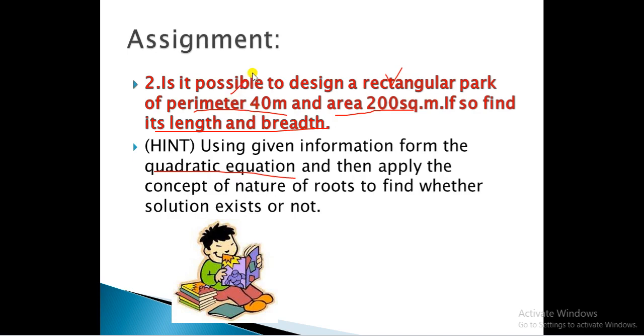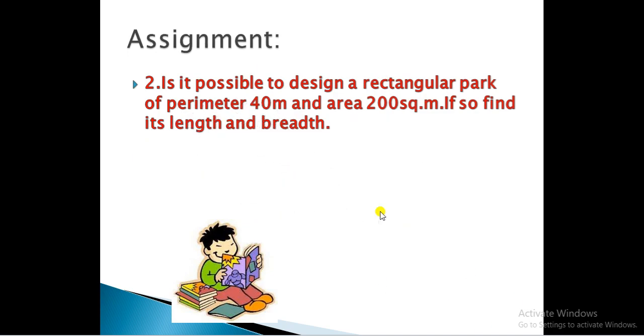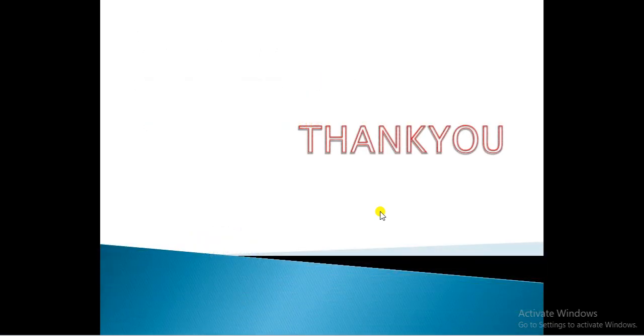So the hint is you have to first of all form a quadratic equation using the given information. What information has been given to you? Perimeter and area. So using these two pieces of information, you have to first form a quadratic equation, then apply the concept of nature of roots to find whether the solution exists or not. If it exists, you can find the length and breadth, otherwise not. Hope it is clear.